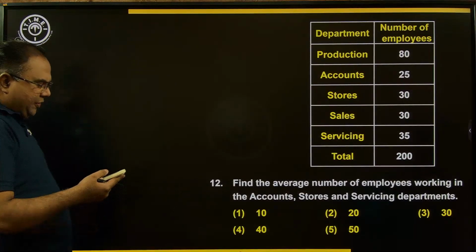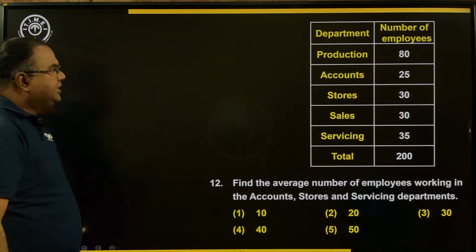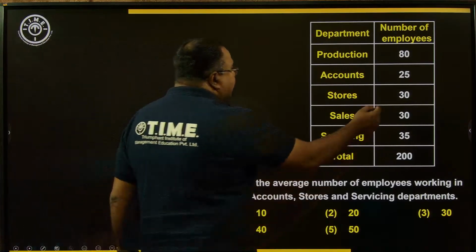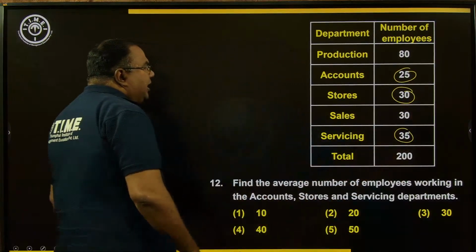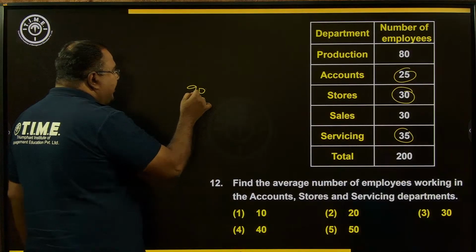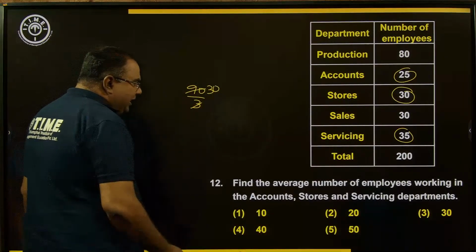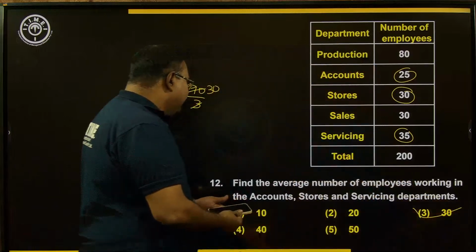Find the average number of employees working in accounts, stores and service departments. Accounts, stores and service: 25, 30, 35. 25 plus 35 is 60, plus 30 is 90, upon 3. So it has to be 30. 30 is present in choice 3.